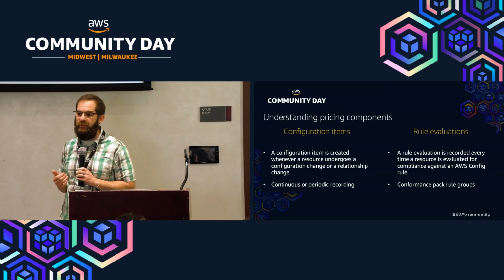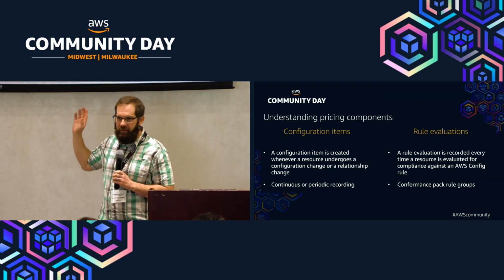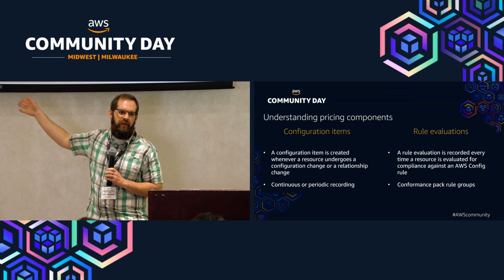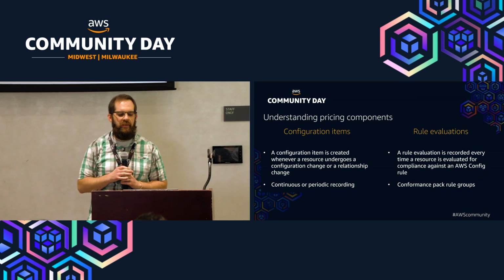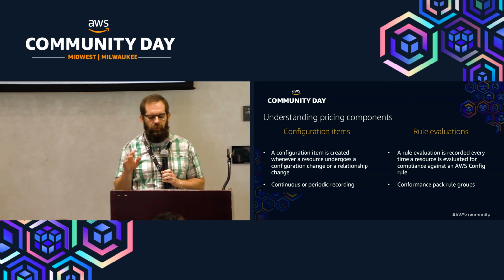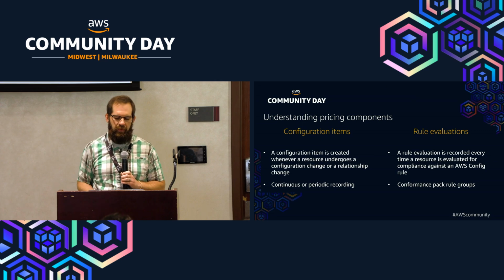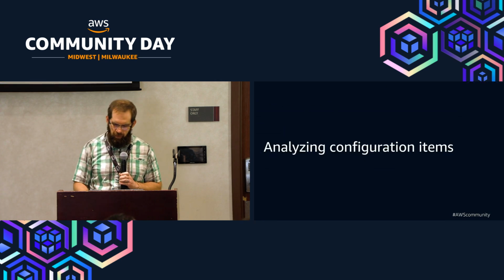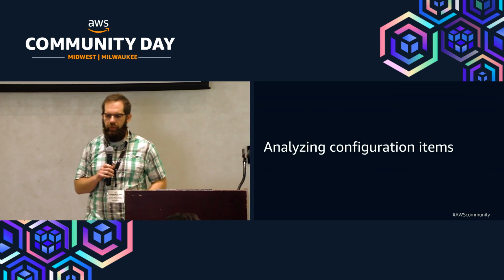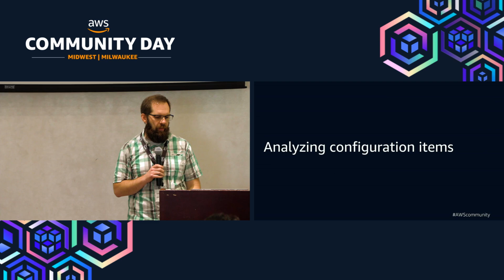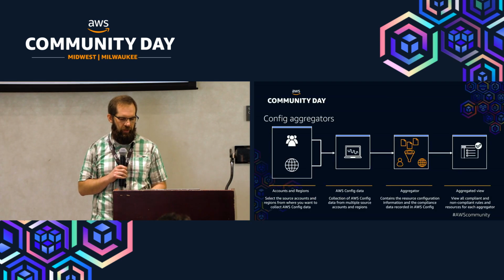Now, when I talk to customers that say, why is config costing me so much? It's typically on the configuration items. It's usually not because they have too many rules out there. It's mostly because of what they're recording. So for the rest of this, we're going to really focus on the configuration items. So, I mentioned part of config is kind of recording the state changes. So how do you start to leverage this, and how do you analyze these configuration items?